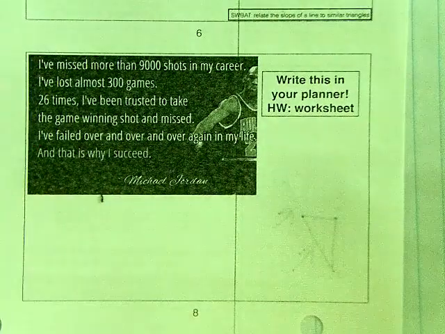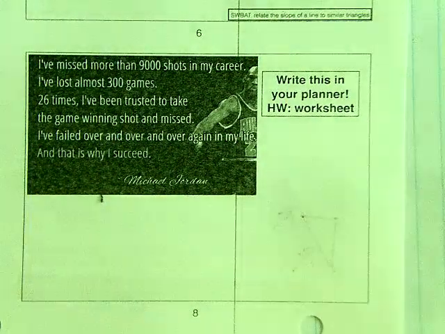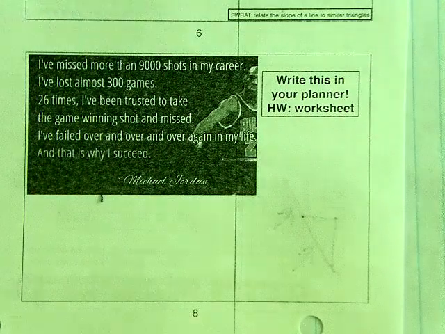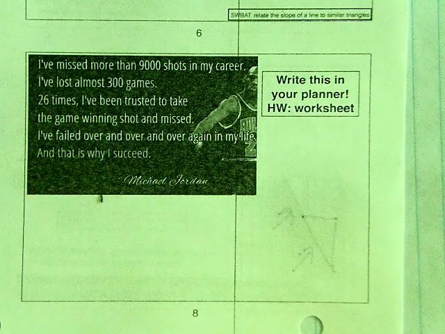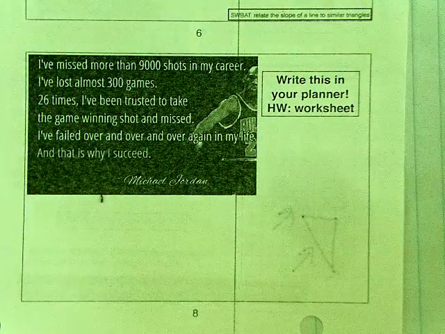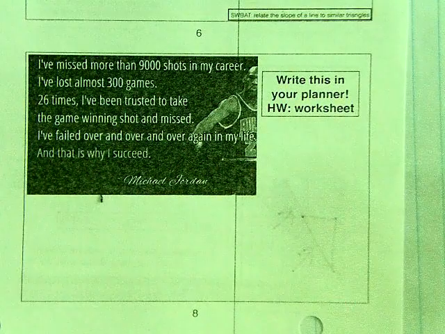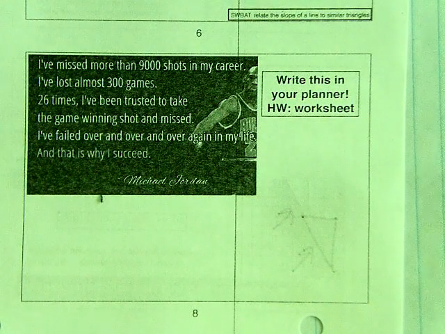I've missed more than 9,000 shots in my career. I've lost almost 300 games. 26 times I've been trusted to take the game-winning shot and missed. I failed over and over and over again in my life, and that is why I succeed. Have a great day.